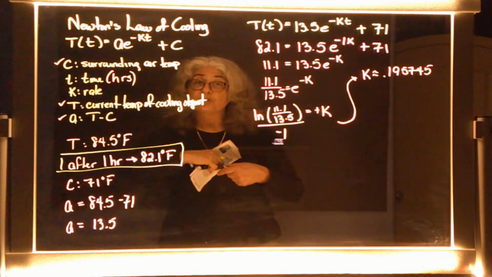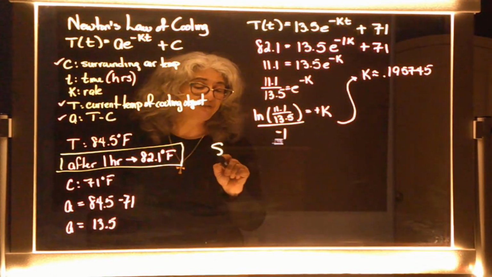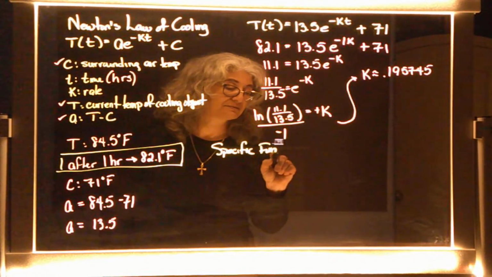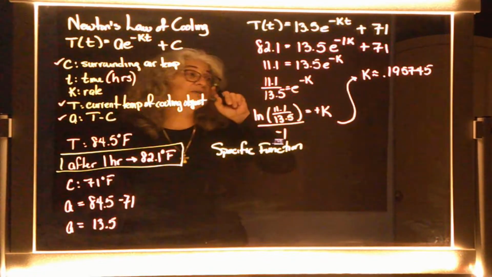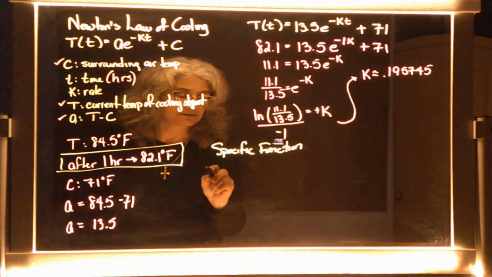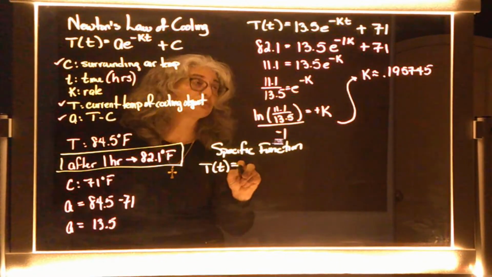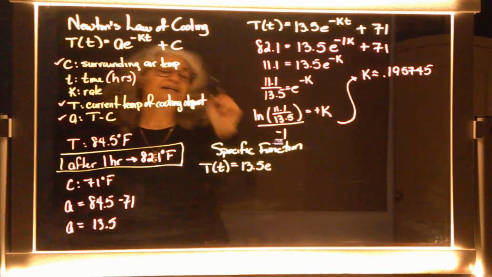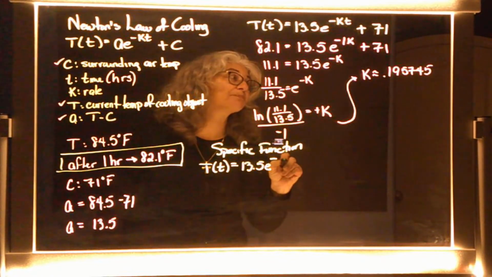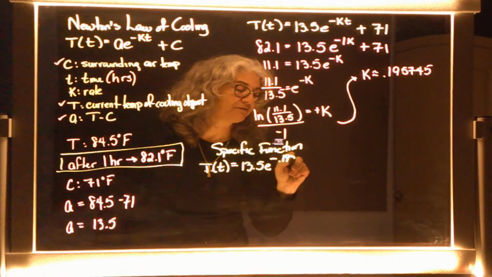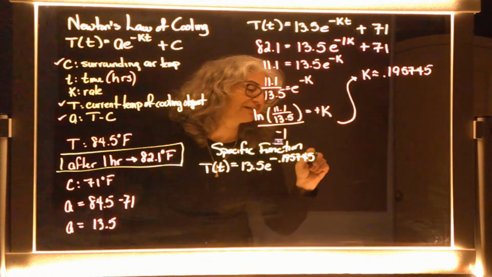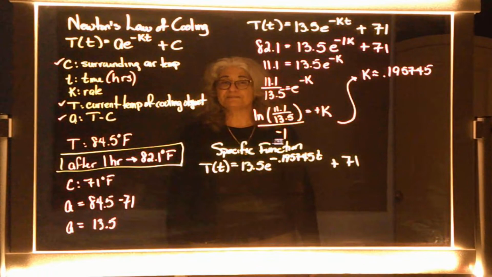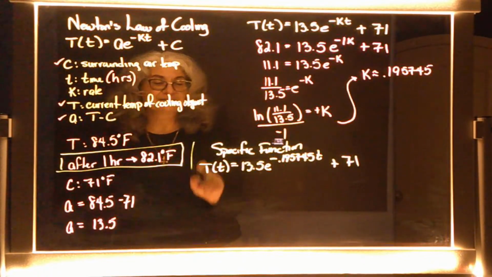So now when we go back and we write the specific function, it is going to look like capital T of little t is equal to 13.5 e to the negative, right? And then there's your K, 0.195745 t, and then plus that 71. Good? Okay. Now I finally have the specific function.